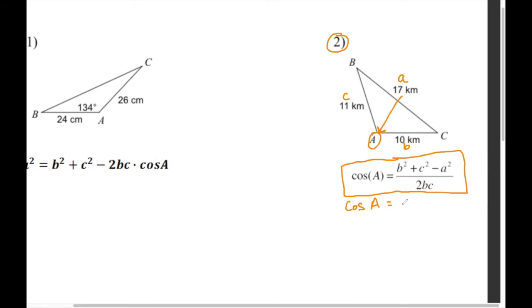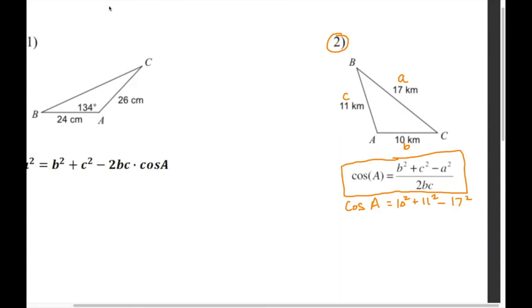B is 10, so that's 10 squared, plus C is 11, so that's 11 squared, minus A squared, which is 17 squared. Okay? Now, I'm going to pause just for one quick second and show you one other thing here that you might find useful. How do you know which one is B, C, and A? Well, here's the deal. We're trying to find angle A right here, right? That is our immediate goal.